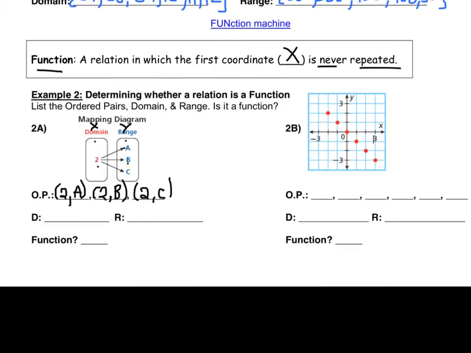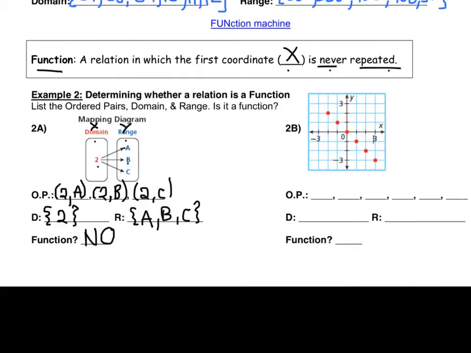Those would be the ordered pairs. Now for the domain. We start our bracket. The only number listed in the x is 2. And then for the range, we have the 3 letters A, B, and C. Is this a function? Were the x's ever repeated? Yes, the x's were repeated. So this is not a function.